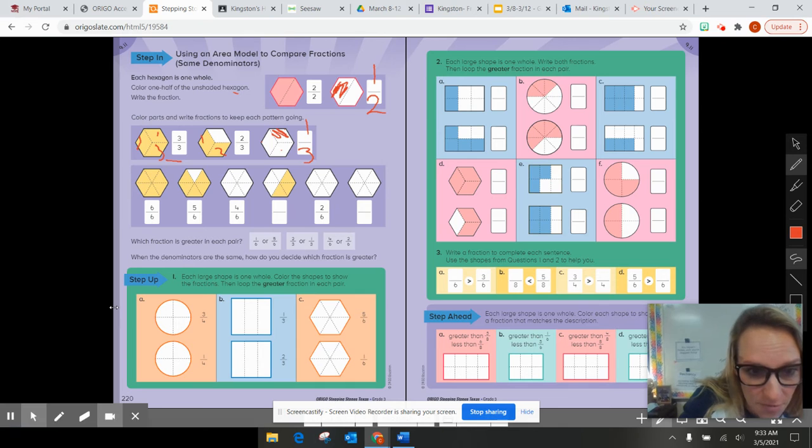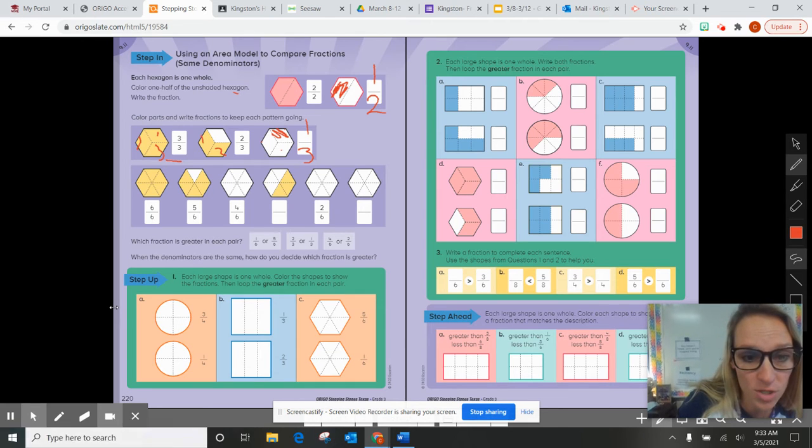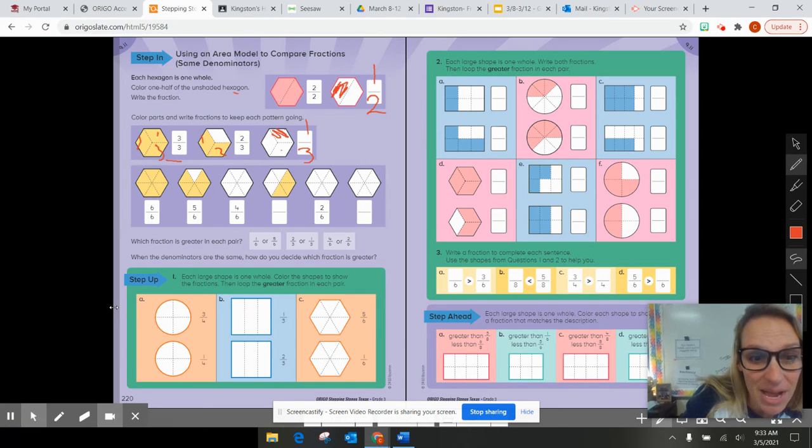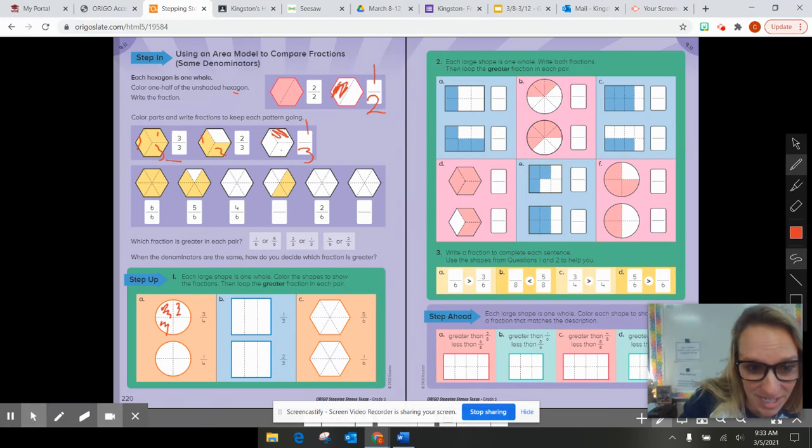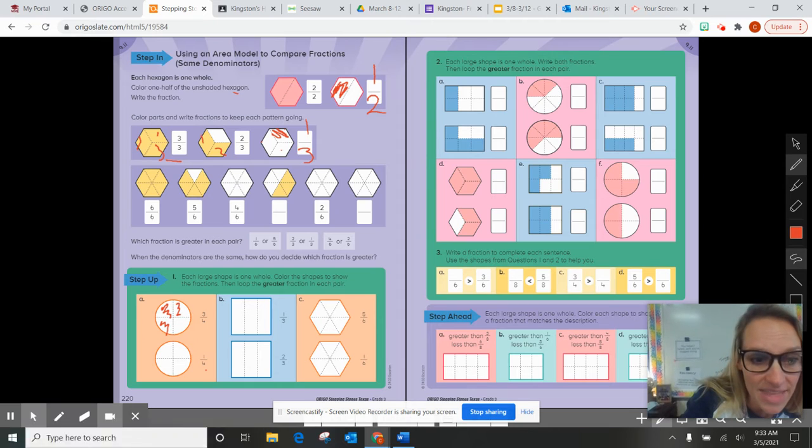So I have 3/4. Okay, that tells me I have 4 total parts, and then the 3 tells me I'm going to color in 3 of those 4 parts. All right, so I did that. Then I come down here. This is 1/4. So I have 4 total parts, and they want me to color in 1/4.